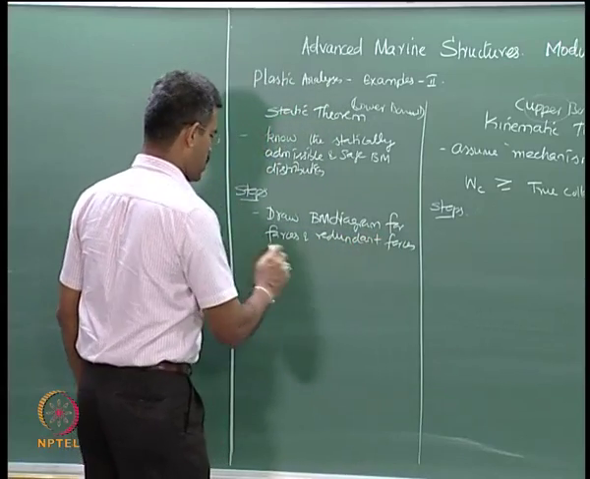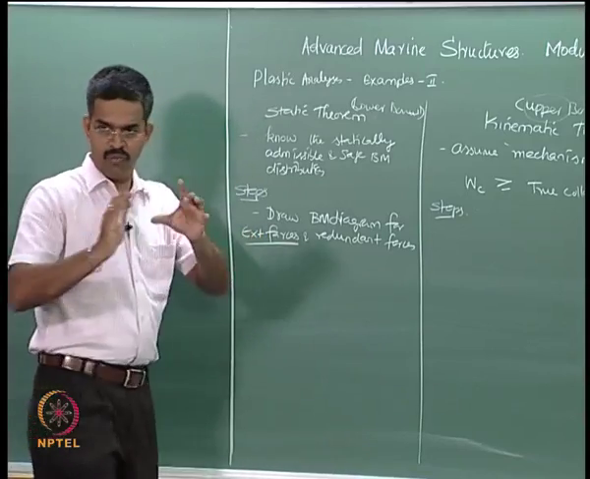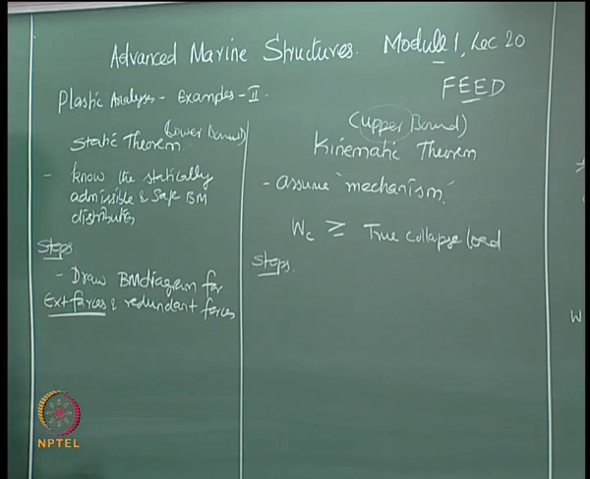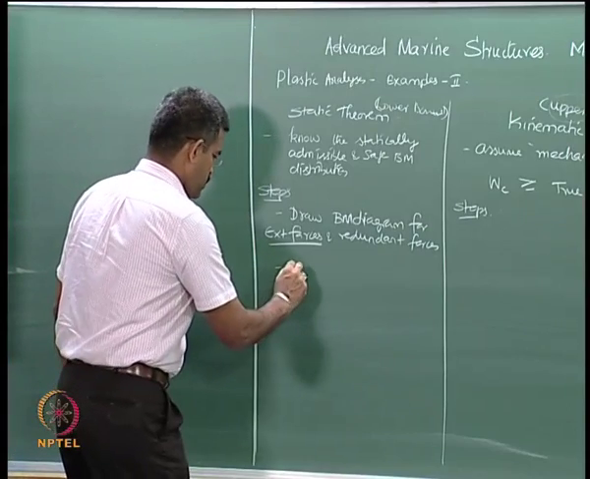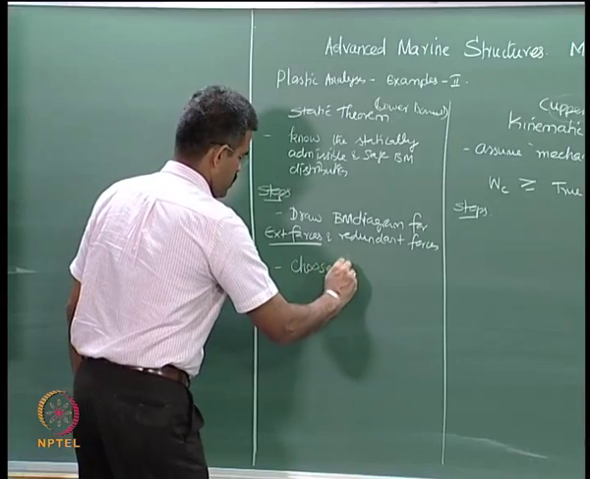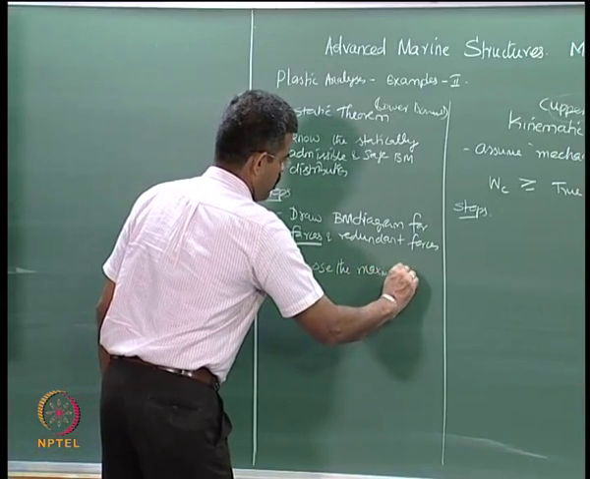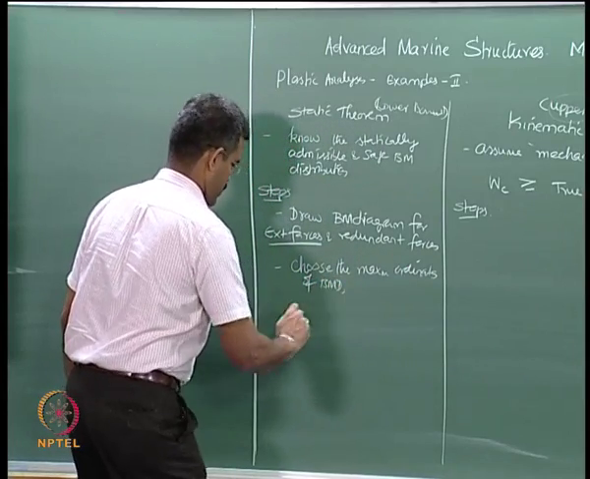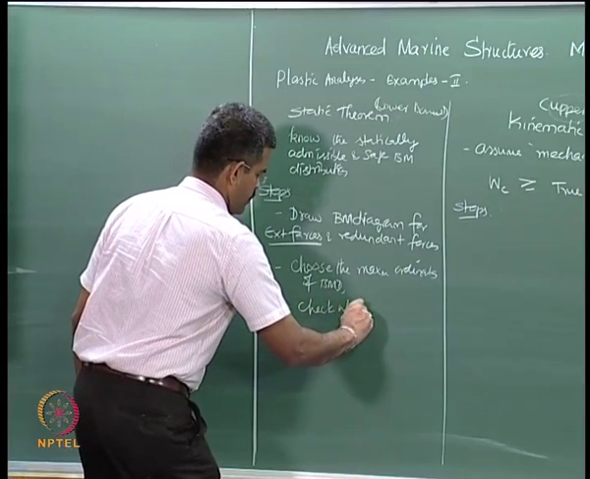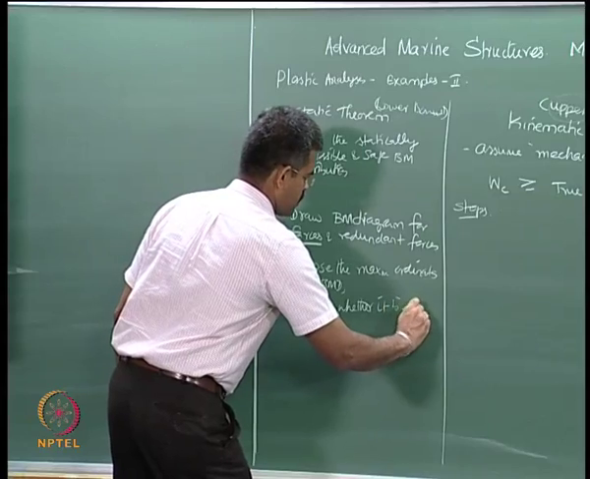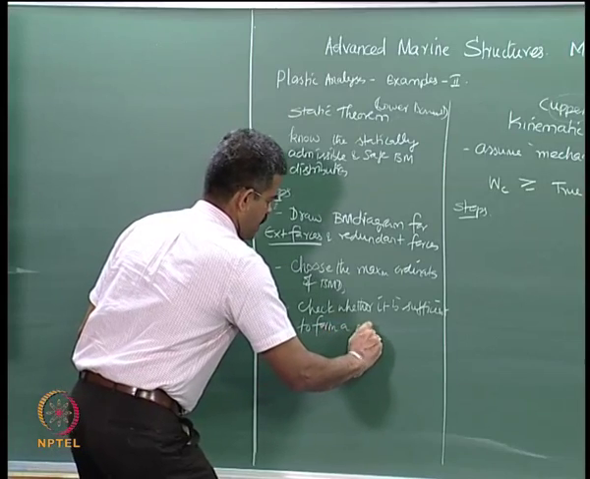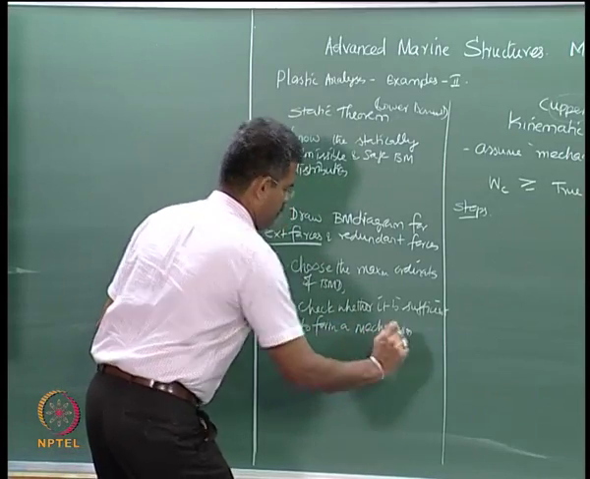What do you mean by external force and redundant forces? External forces are applied forces, redundant forces are support reactions of the structure. We must draw the bending moment diagram for both. Then choose the maximum ordinates of the BMD, and check whether it is sufficient to form a mechanism. What do you mean by a mechanism here?